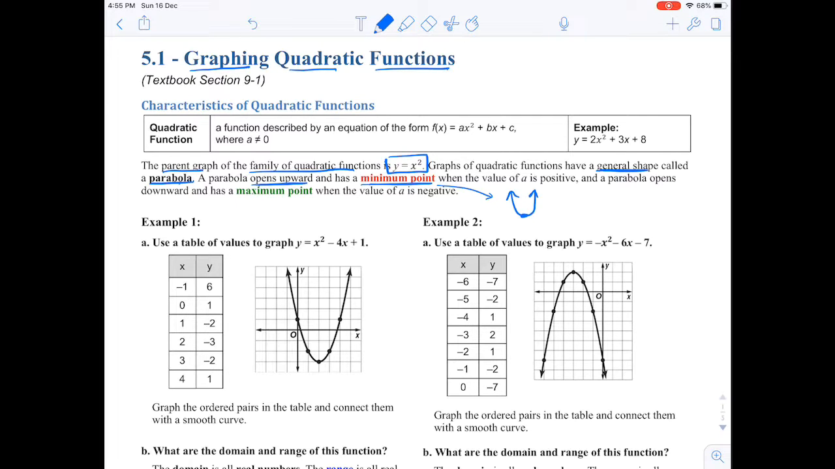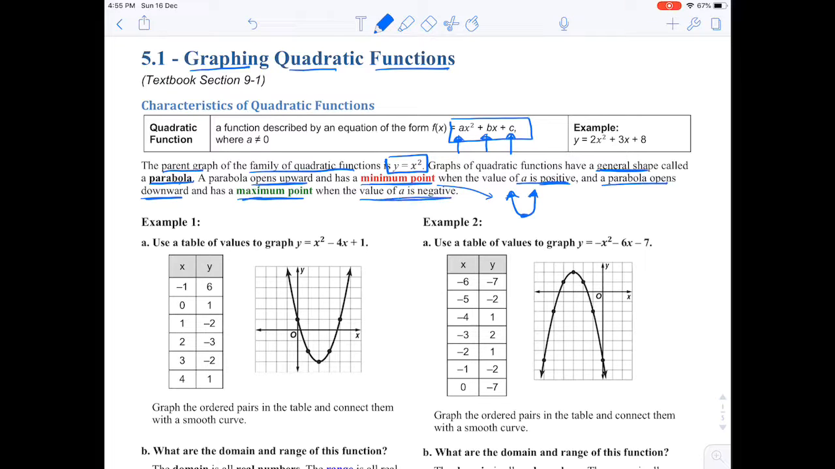The other type, and that's when the value of a is positive. And don't forget, a comes from the standard form of a quadratic, which is ax squared plus bx plus c. We used that standard form a lot last semester. So if the value of a is a positive number, you end up with a smiley face parabola, or one that opens upward.